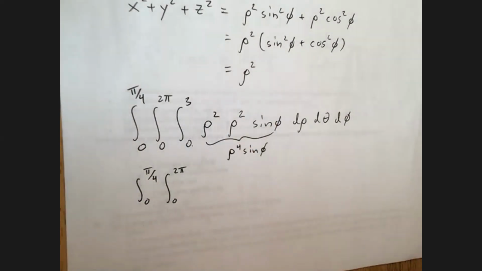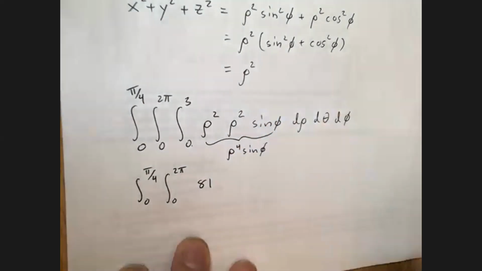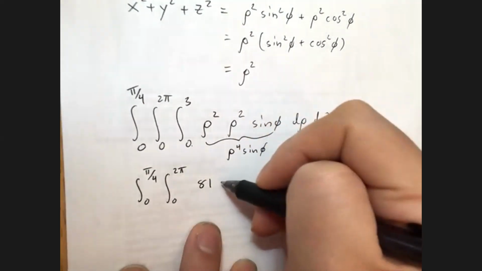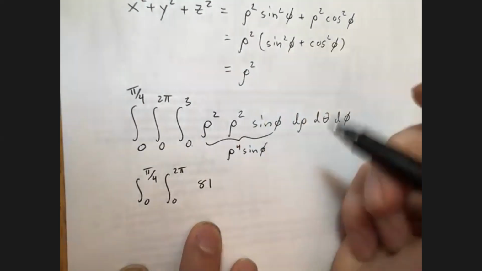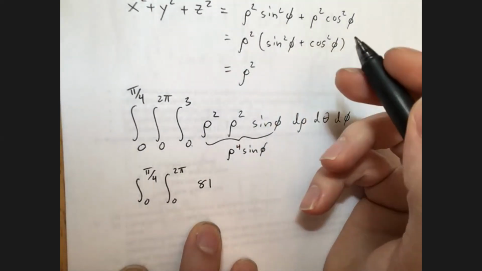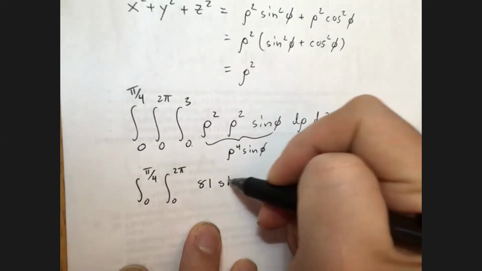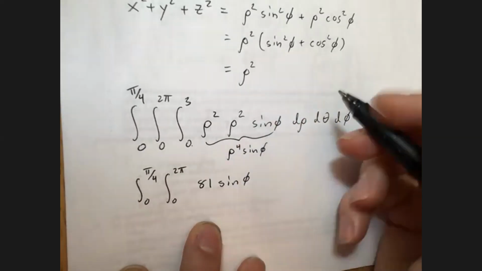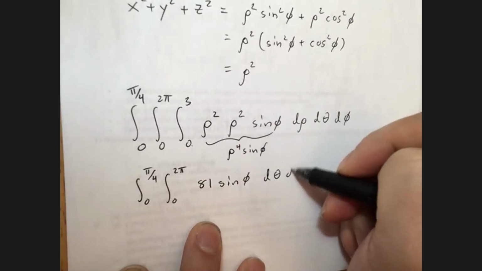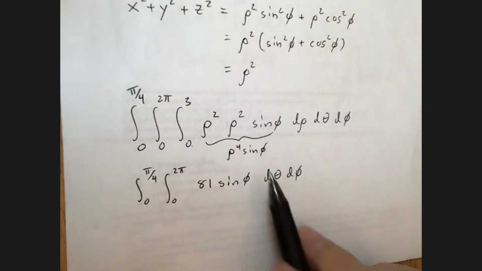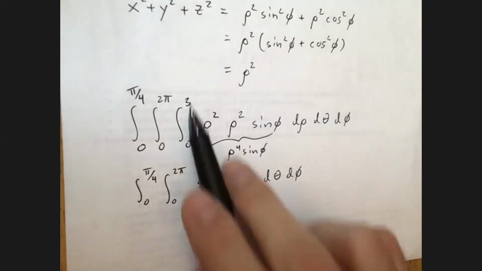So 1/5, 3 to the 5th, so that's just 3 to the 4th. 3 to the 4th is 81, right? So it's 81. When I evaluate it, do that integral, I get 81 sine phi, just anti-differentiating this from 0 to 3.